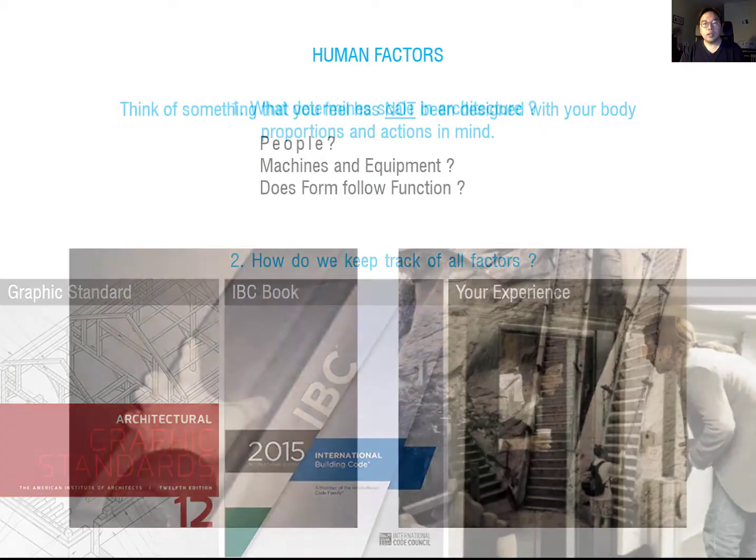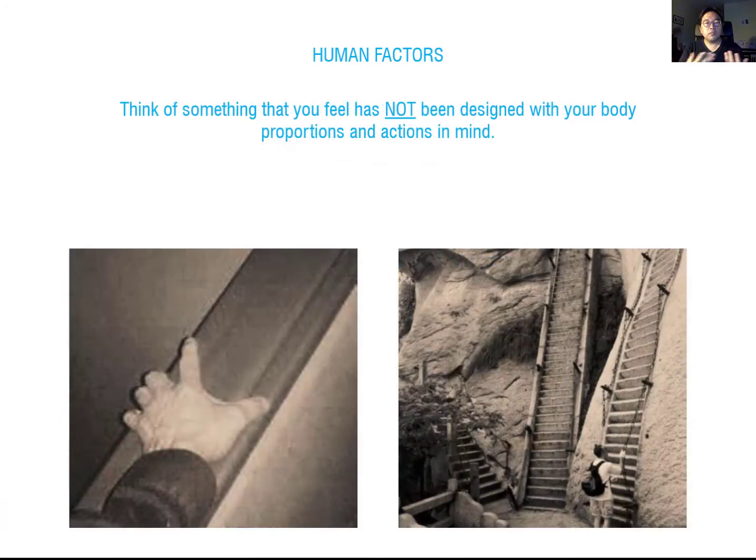Okay, next, we keep talking about the human factor. Think of something that you feel has not been designed with your body, proportion, and action in mind. For example, in the left image, a handrail: what is the problem here? It's too wide. It's hard to grab this handrail, right? And what is the problem in the right image? It's too steep. It's hard to go up.